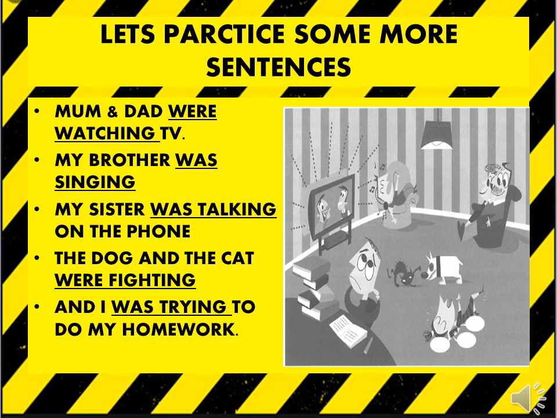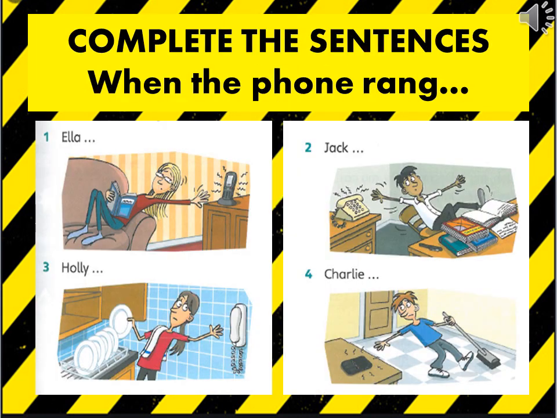Second, my brother was singing. Can you see the brother who is singing? I think he's right beside the TV. Third, my sister was talking on the phone. Fourth, in the middle of the room, can you see there is a dog and a cat? The sentence is about them. The dog and the cat were fighting. Fifth, and in all of this melancholy, I was trying to do my homework.